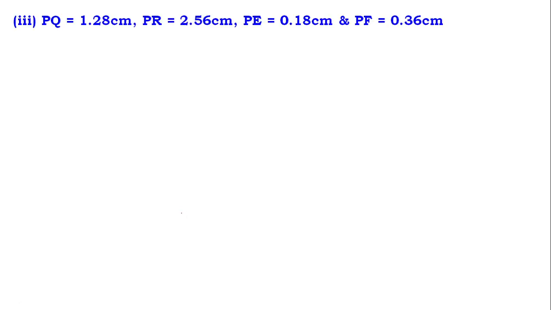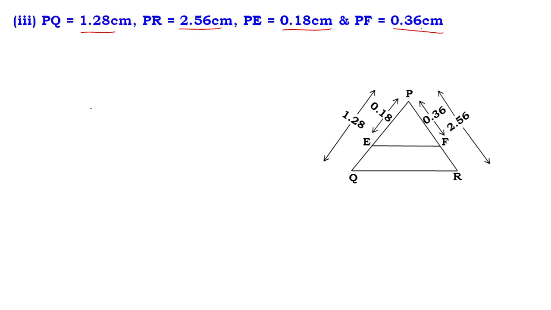PQ is equal to 1.8 centimeter. PR is equal to 2.56. PE is equal to 0.18, and PF is 0.36 centimeter. Observe here, PQ is 1.28, and PE is 0.18.